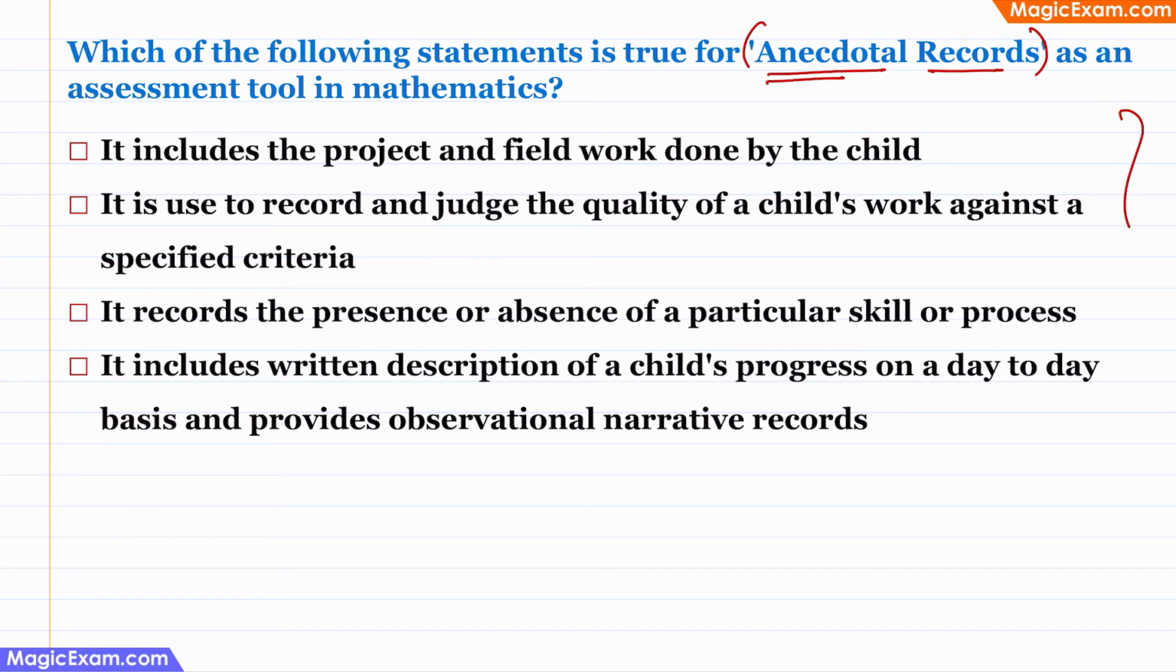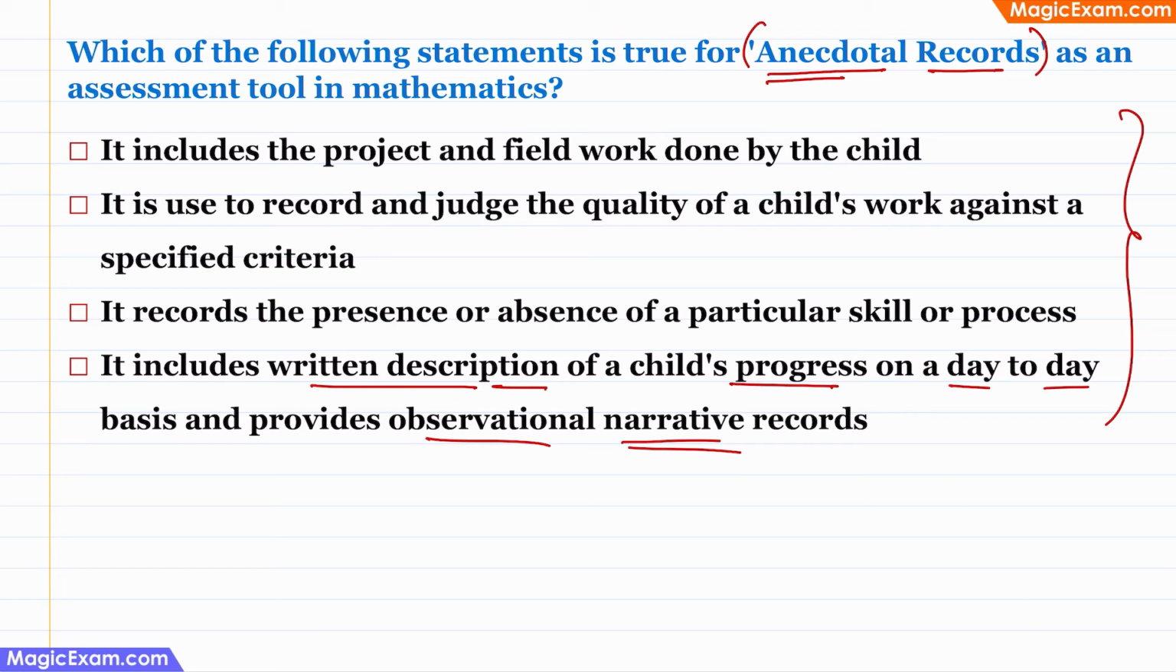Now, if you look at all the options, see which of the options talks about a long form description or a detailed description of what happened in the classroom, how it happened, and provides a long story. Right? So the last option says it includes a written description of the child's progress on a day-to-day basis. So this is a daily story, and it provides observational narrative records. So it is not short form. It is a long, extensive, detailed narration of what happened in the classroom with the student.